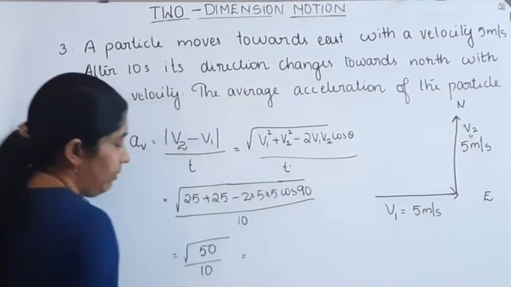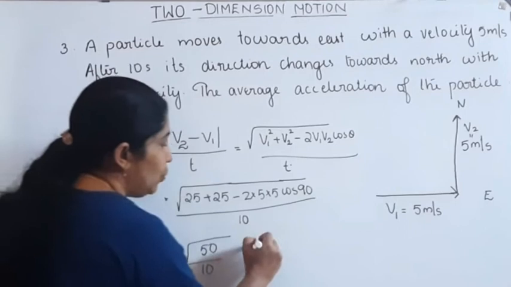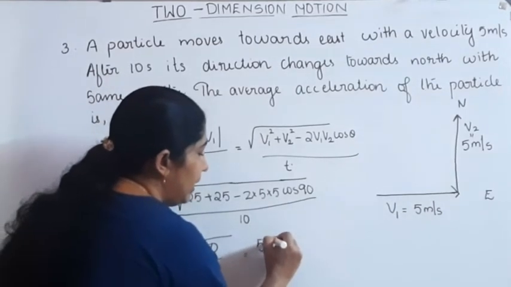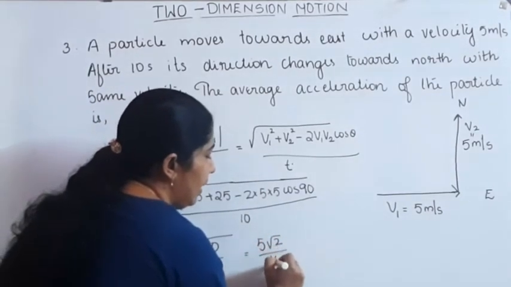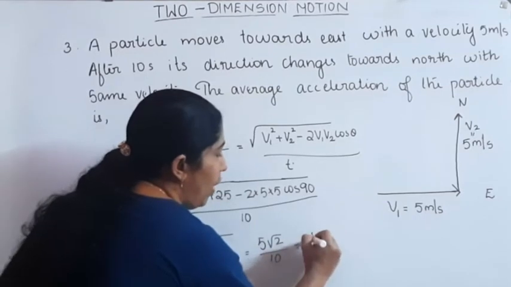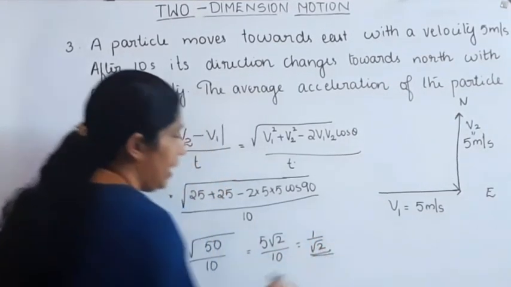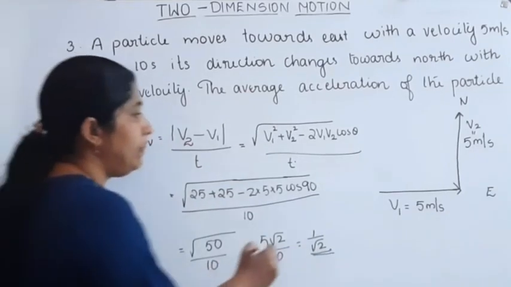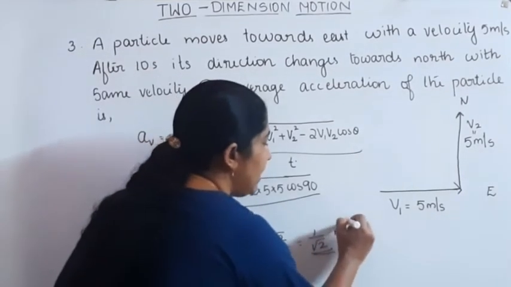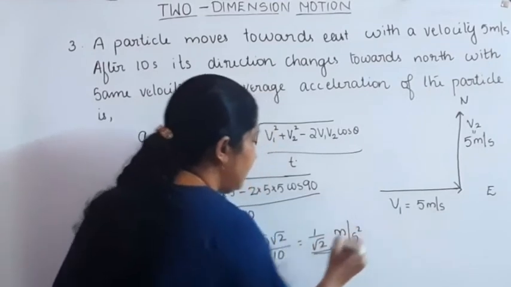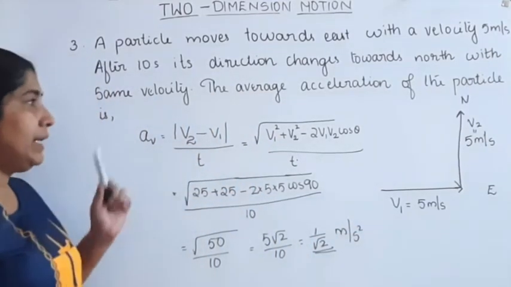Root of 50 divided by 10. That's equal to 5 root 2 divided by 10, which is equal to 1 by root 2 meter per second square. This is the acceleration of the particle.